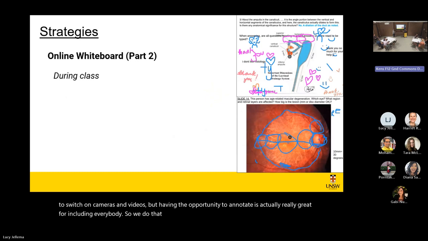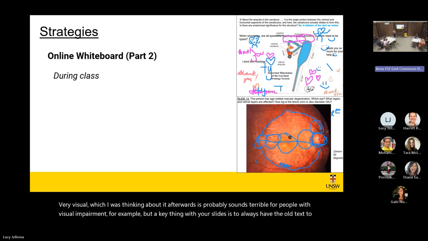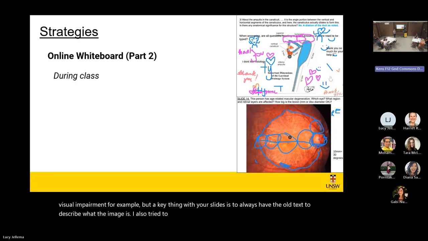During class, I let them draw all over everything because everything I do is very visual, which I was thinking about afterwards. It probably sounds terrible for people with visual impairment, for example, but a key thing with your slides is to always have the alt text to describe what the image is. I also try to include good descriptions. High resolution images so that they can be zoomed up and down is also very important. Even colouring is important for people who might have a colour disability. I'm not very good at that, but I do ask my colour vision colleagues over in the school what the best colours to put together are. So I've made awful mistakes in that area.